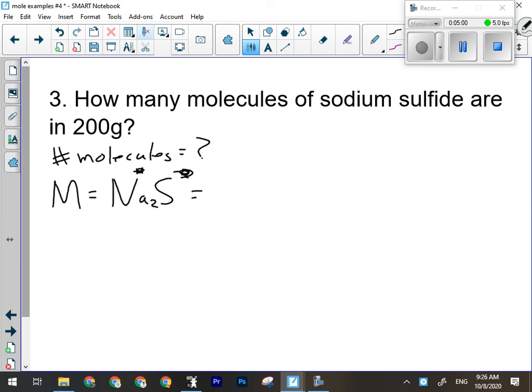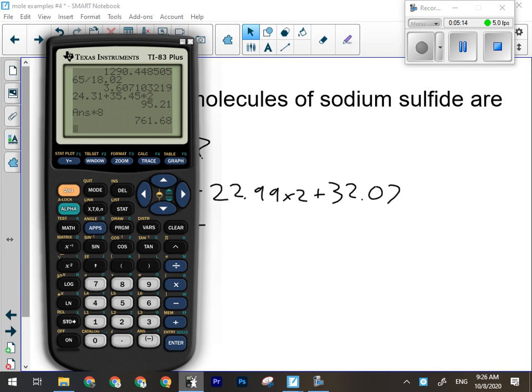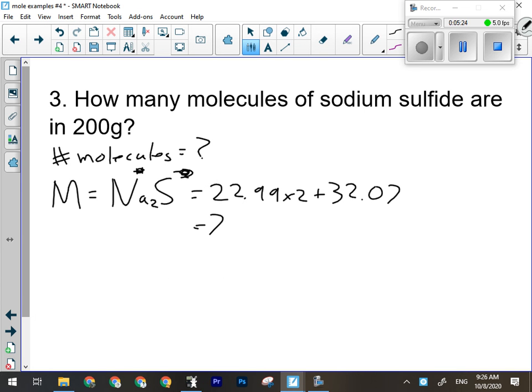All right, so we got 22.99 grams per mole times 2 for our sodiums plus our 32.07 for our sulfur. So 22.99 times 2 plus 32.07, and we're looking at 78.05 grams per mole.